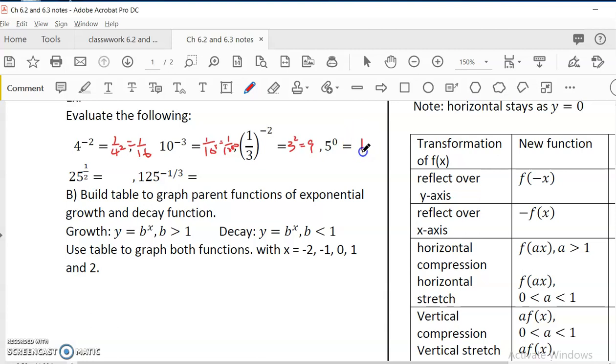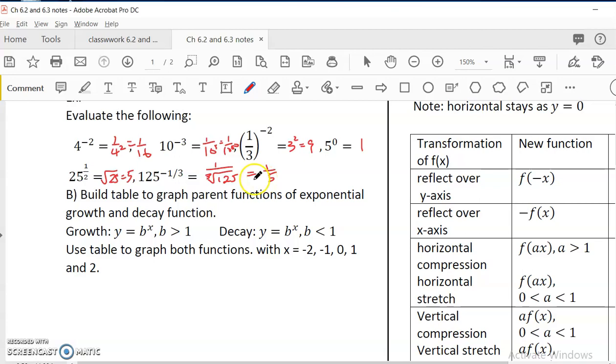5 to the 0 is just 1. Anytime you have an exponent of 0, it's 1. 25 to the 1/2 means the square root of 25, that's 5. Whenever I see a negative, I do 1 over. And when I do 125 to the 1/3, that means the cube root of 125, and that is 5, so with the negative it's 1 over 5.